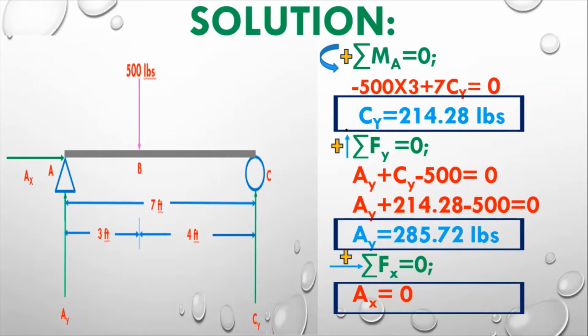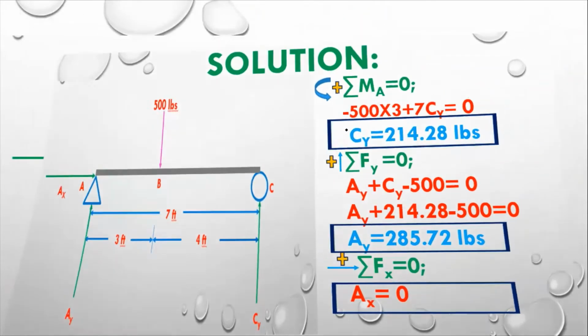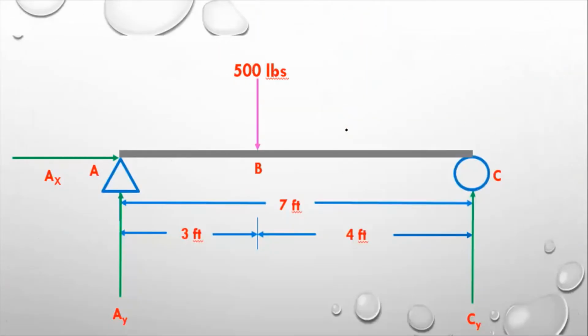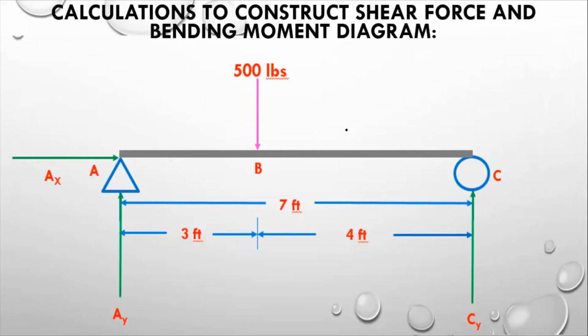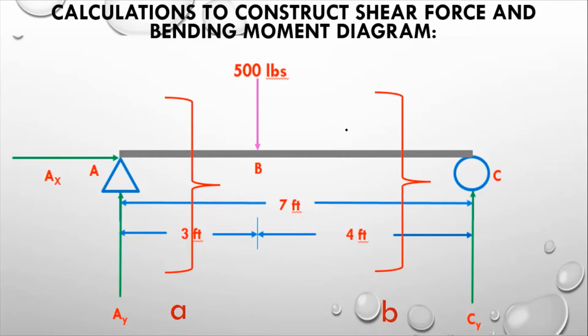This is the way to calculate the support reactions, which we did earlier in the video on the point load acting directly at the center of the beam. Moving towards the next slide, this is also a free body diagram, and we have to do calculations to construct the shear force and bending moment diagram. So we have to cut the regions. The first region is between A and B, and the other region will be from B to C. The first region cut is A and the second one is B.